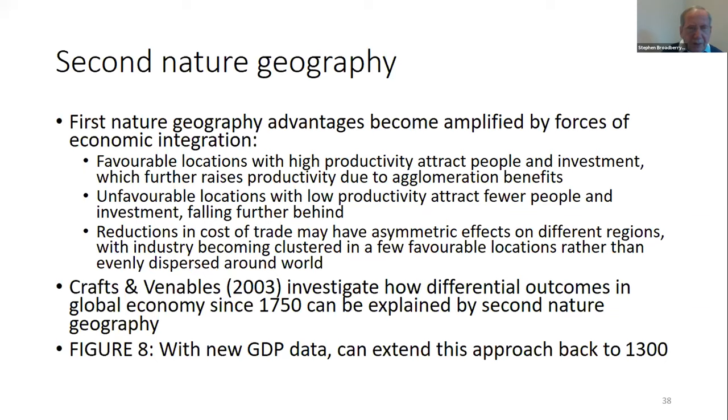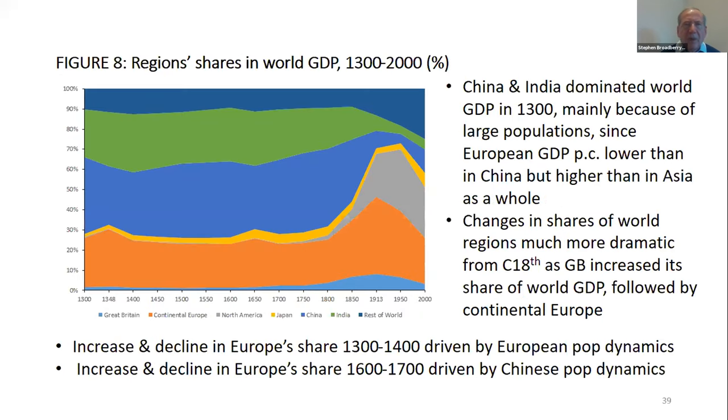There's a great paper by Crafts and Venables really explaining developments since 1750 in these terms. What I've done here in figure 8 is to extend this back to 1300 with the new GDP per capita data that we have, and the population and GDP data that underpin them. And you can see that India, which is the green area, and China, the blue area here, clearly dominate world production in 1300.